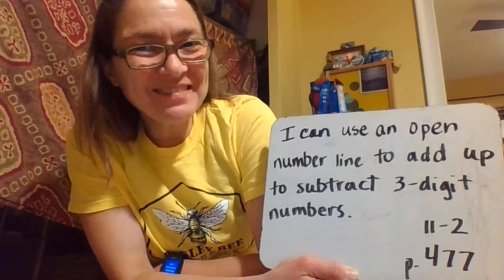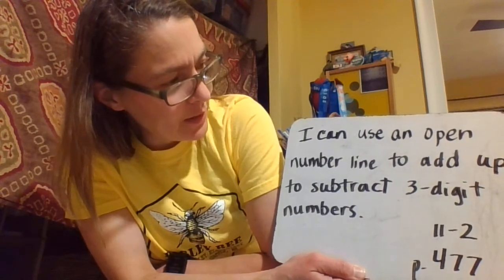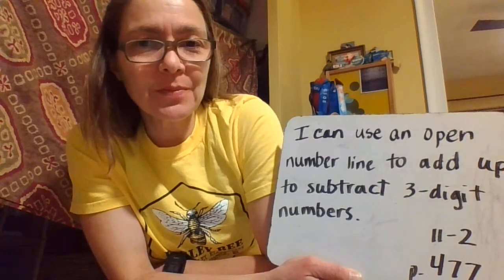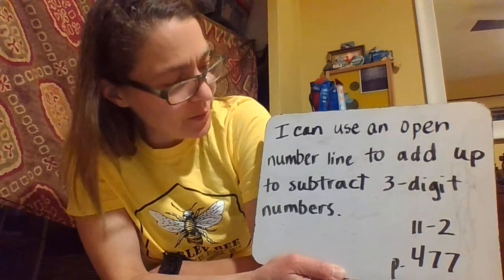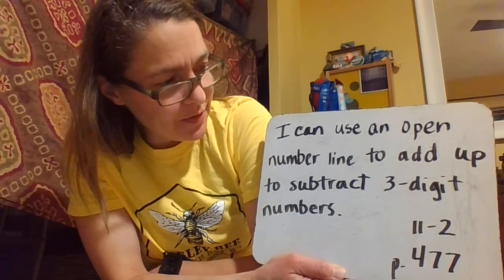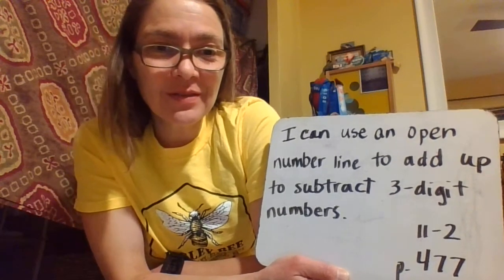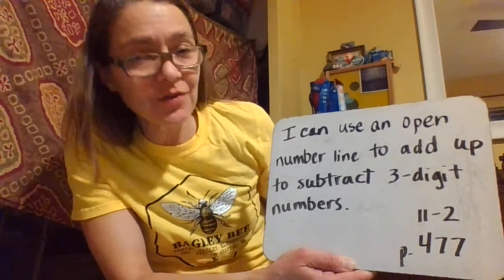Ready? I can use an open number line to add up to subtract three-digit numbers. Okay, once again, we're on 11-2, and it's page 477.